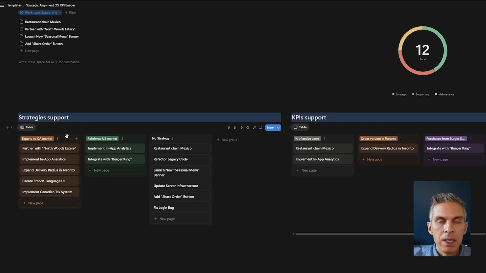For example, how much work am I doing that is really moving forward a specific strategy? This is a very important question because I might be putting too much work in one of the strategies, but too little in the other one. Like we see in this case, I have a lot of work to enter the Canadian market, but a little work to reinforce the US market. Is this enough? It might be enough, but it might not be enough.